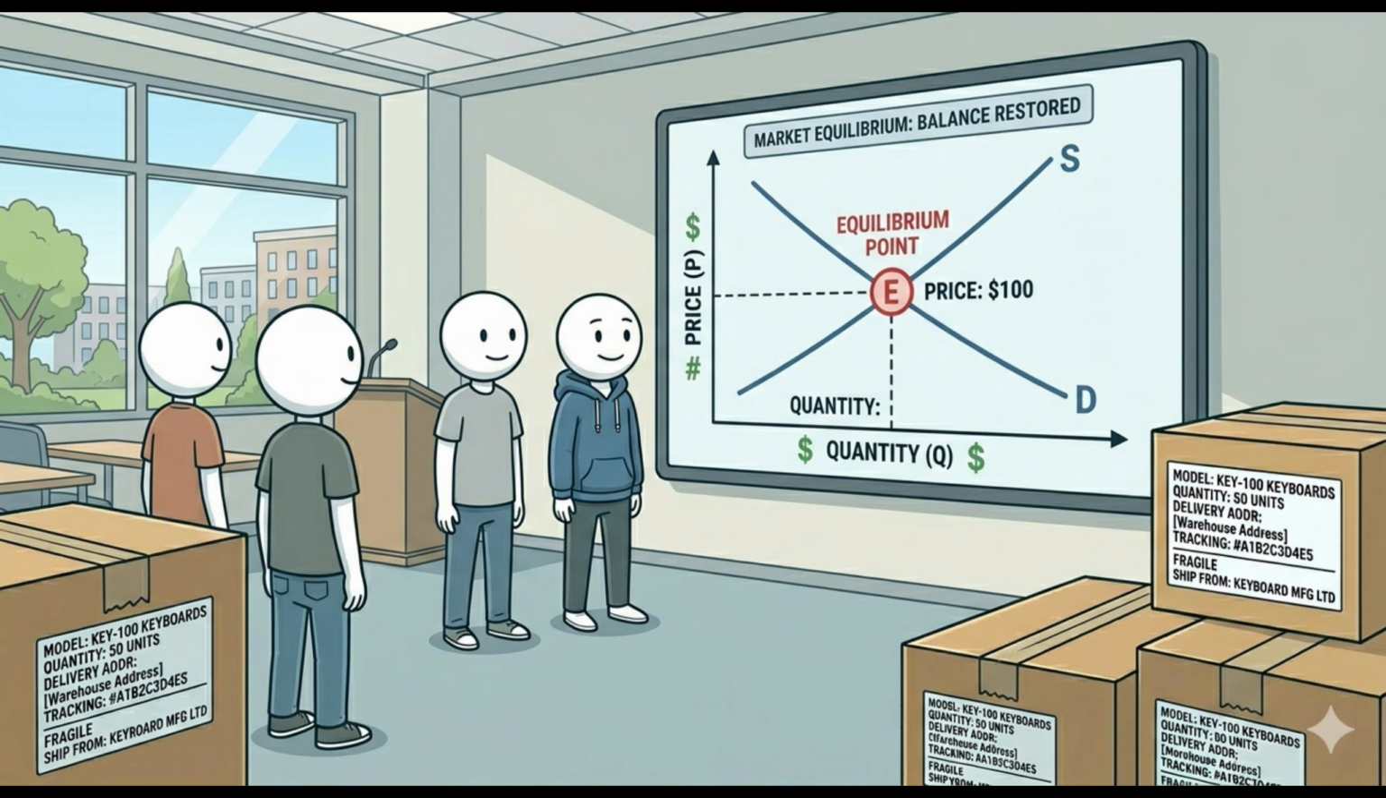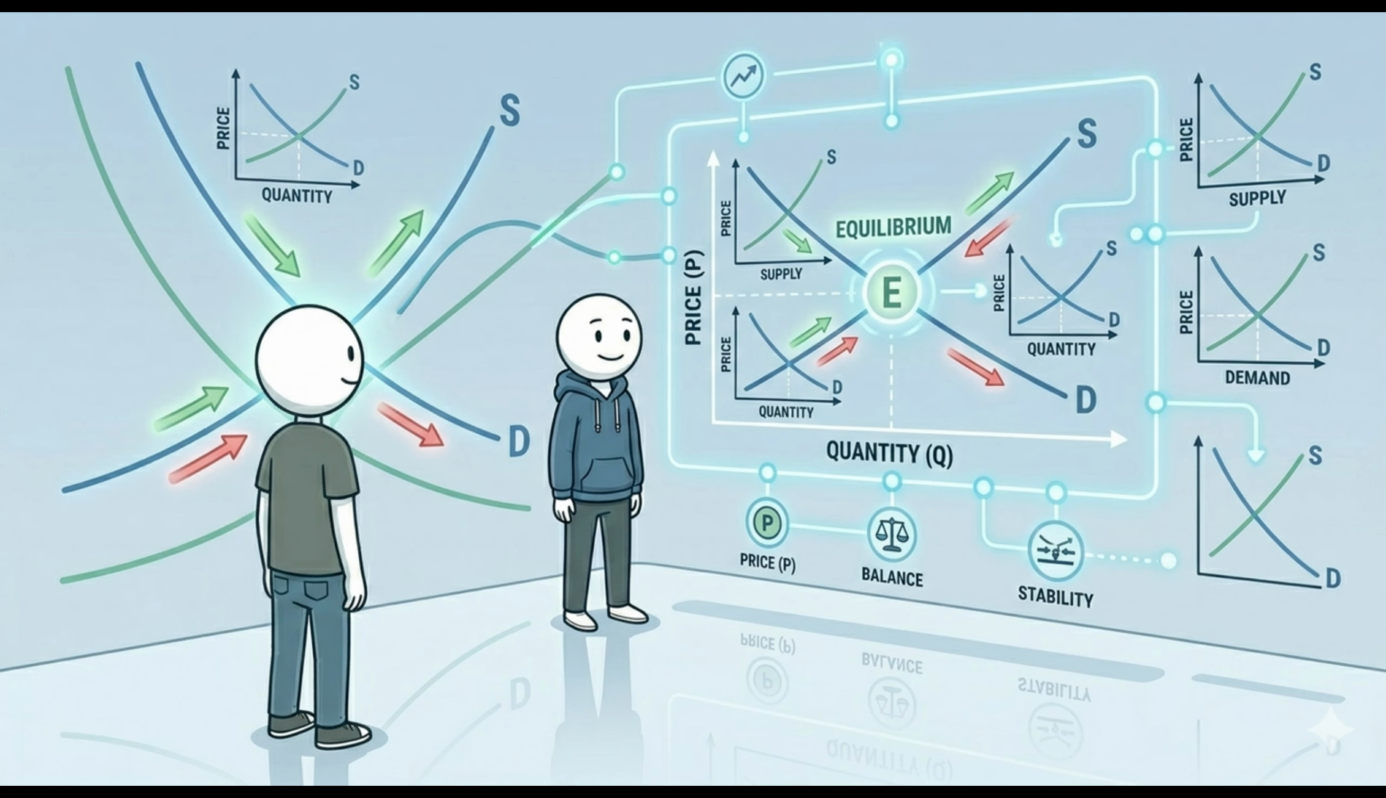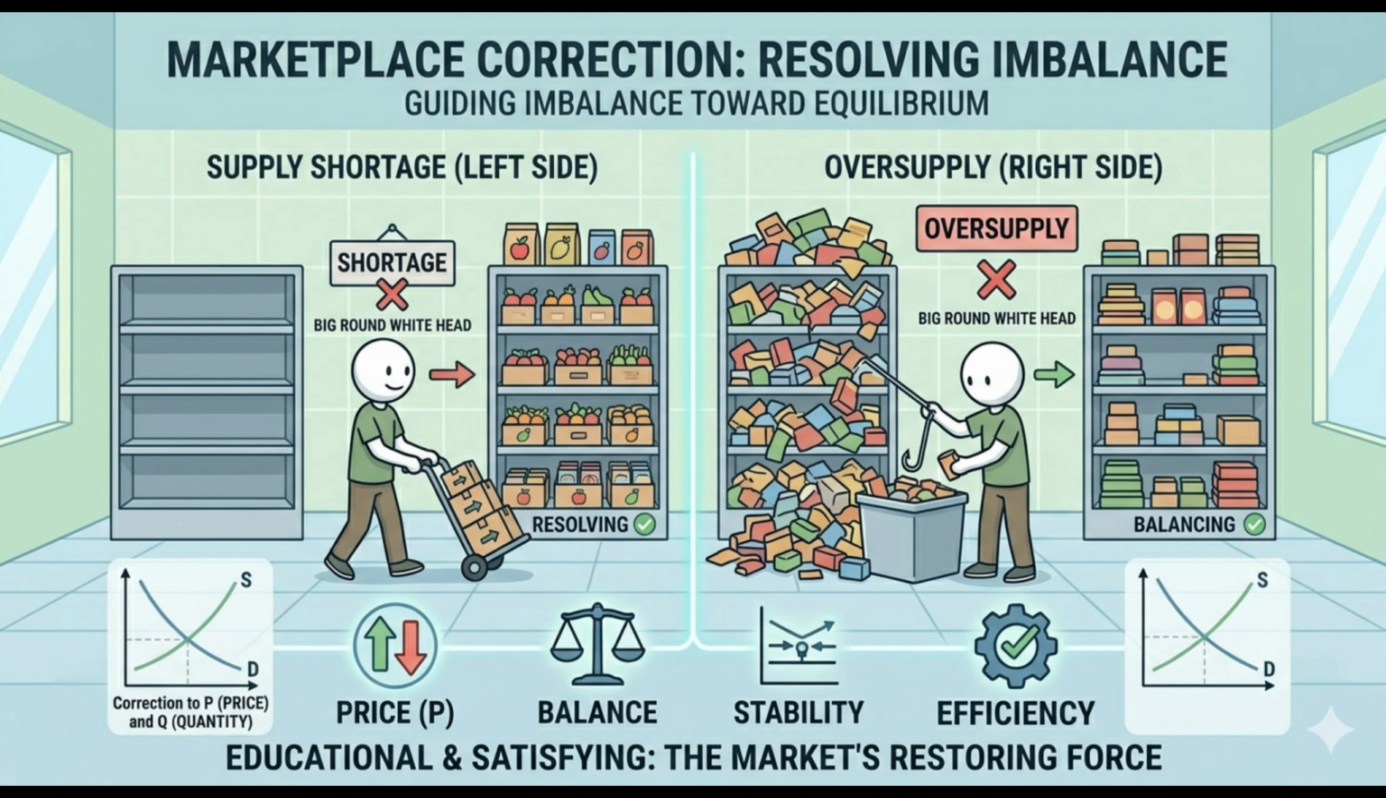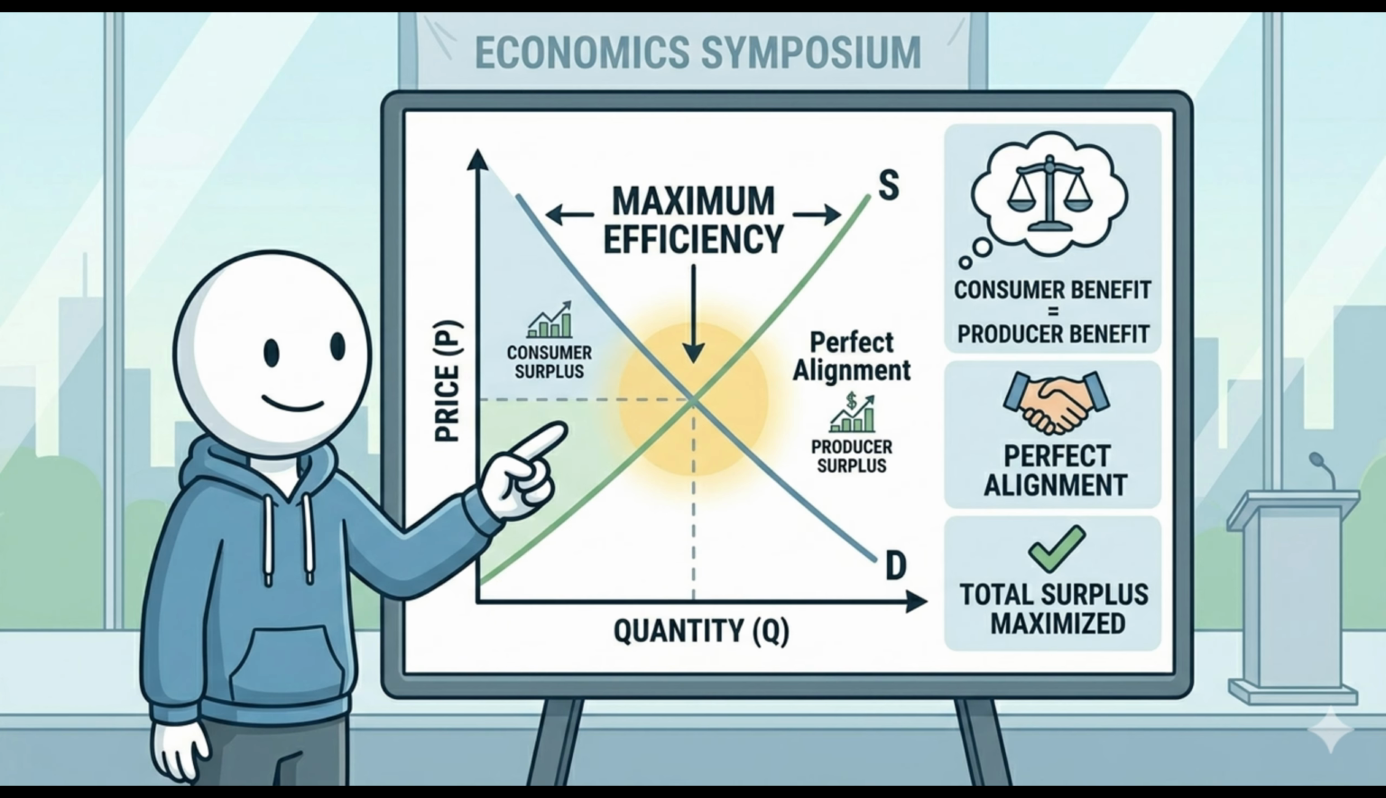This concept extends far beyond keyboards. Whether you're looking at the price of a stock on the New York Stock Exchange, the interest rate on a corporate bond, or the value of a cryptocurrency, you're looking at a market's attempt to find equilibrium. It is a dynamic, living process. In our next lesson, we will look at what happens when outside forces like government intervention prevent the price from reaching this sweet spot, creating permanent surpluses or shortages.